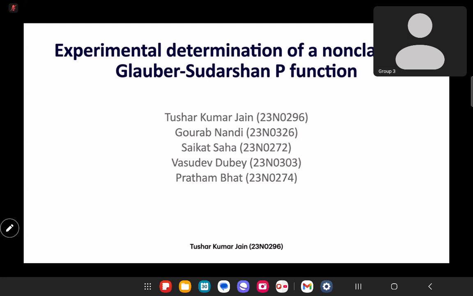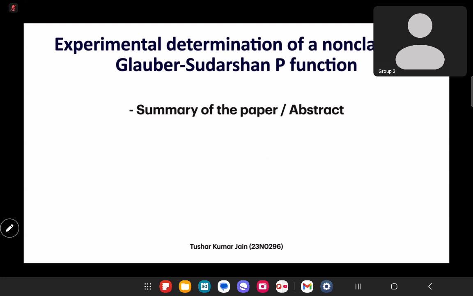Let me start by summarizing what this paper is about. In quantum optics, the Glauber-Sudarshan P function is a powerful tool for distinguishing classical from quantum behavior. A state is classical if its P function can be interpreted as a classical probability density. But sometimes it takes negative values, and then we say that the state is non-classical. But here is the challenge. The P function is often highly singular, making it very difficult for us to measure it directly.